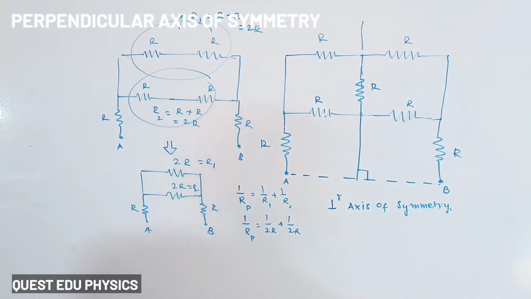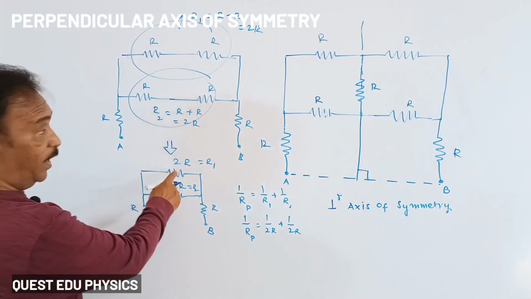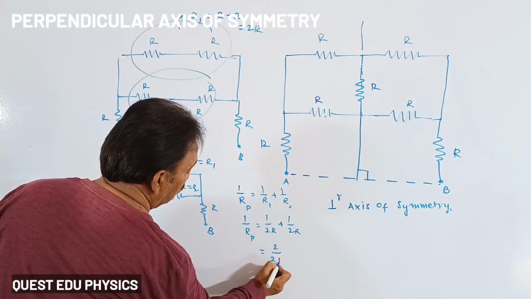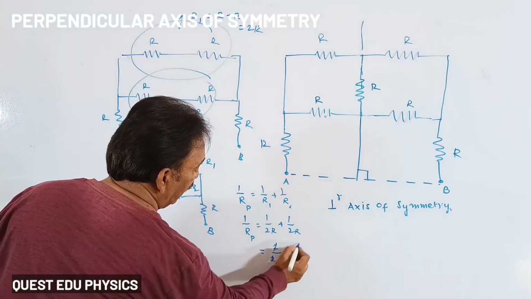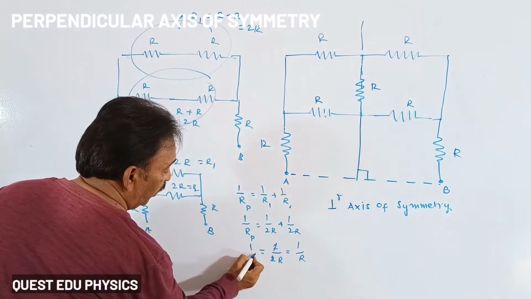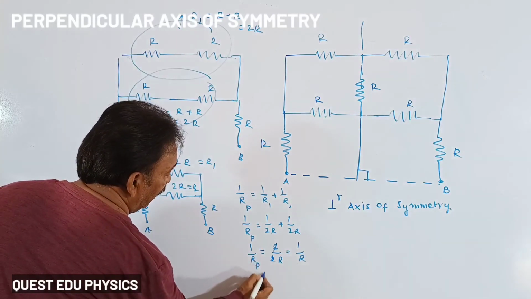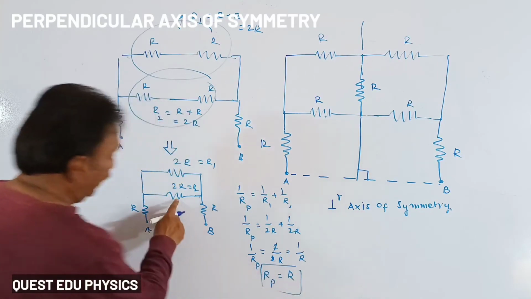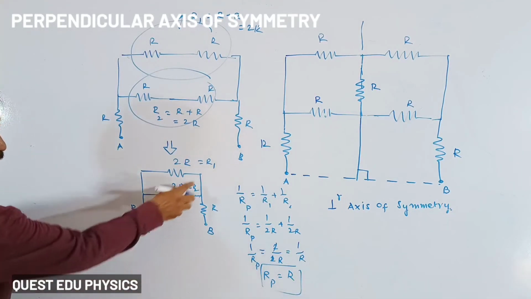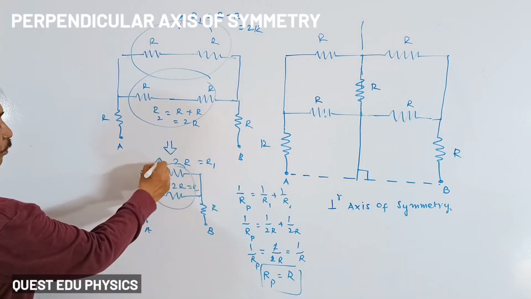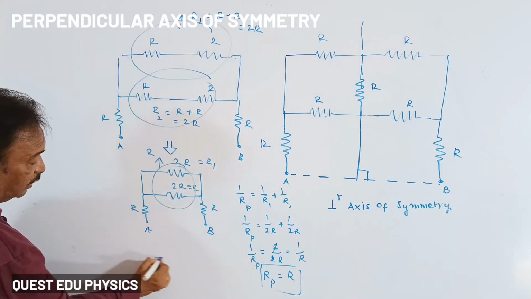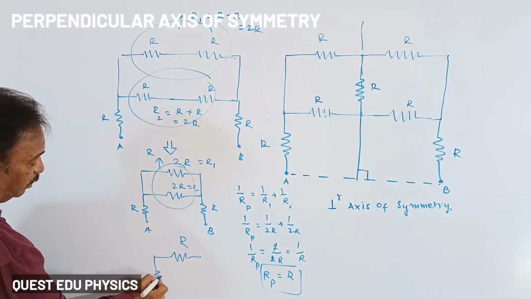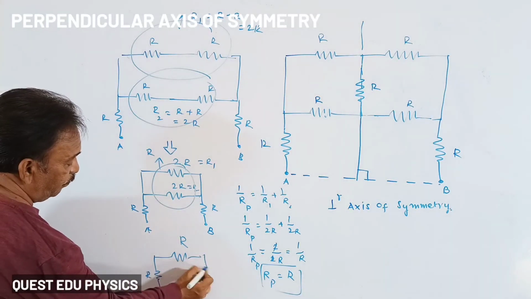Okay, students. Here, these two are parallel to each other. Then it is equal to 2 by 2R. These 2 get cancelled, it is 1 by Rp. Then Rp is equal to R. Okay, students, then it can be redrawn like this. The two turn into a single resistor, that is, a resistor which has the resistance of R, and the two being connected like this.